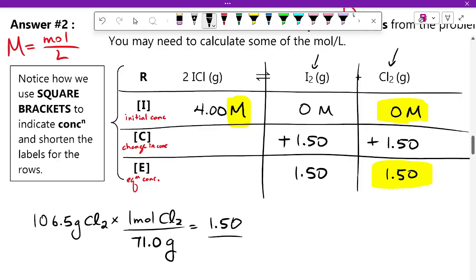Is the ICl change also going to be 1.50? It's actually going to be minus 3. No, it's going to be 3. Do I just leave it as 3? No, it should be 3.00, because that's going to allow me, and is it going up or down? It's going down because we're shifting to the right. We're using up reactants and we're making products. So we get 1.00.